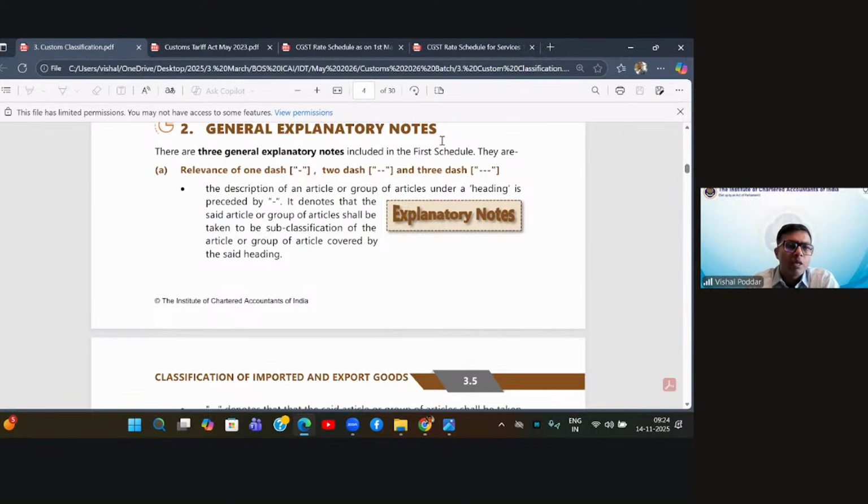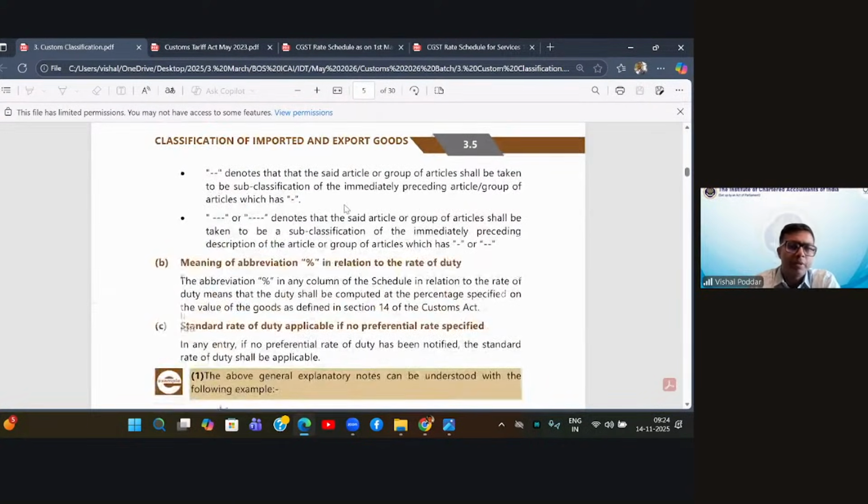So what are the general notes for understanding or interpreting? It is the use of the dash. What is the use of the dash? As we saw, you have single dash, double dash, and triple dash. Now we know what it means. The headings will have single dash, the subheadings will have 2 dashes and the sub-subheadings will have 3 dashes. Correct? So that is what is explained.